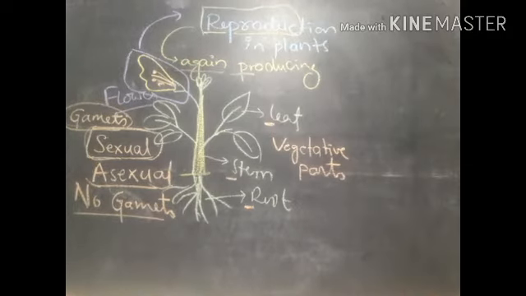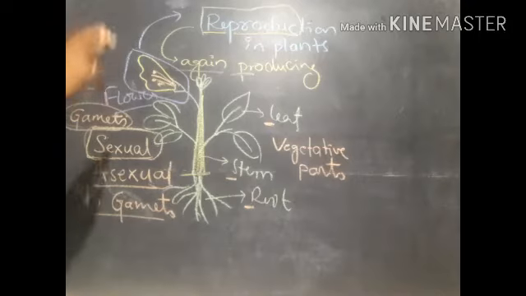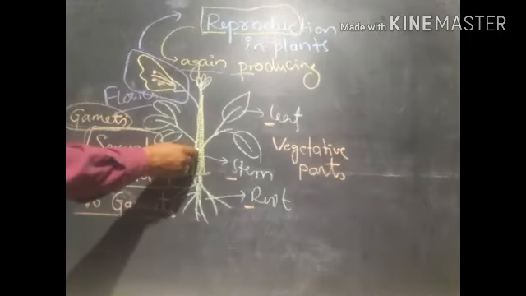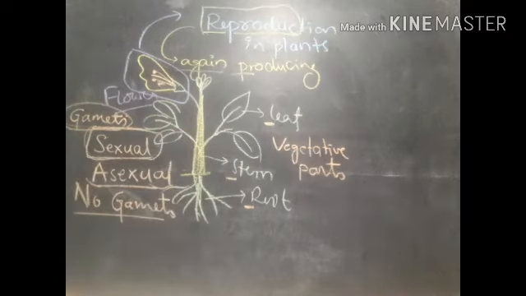In sexual reproduction, there is involvement of gametes. And in asexual reproduction, there is no involvement of gametes. Whatever it may be, whether it is sexual or asexual, reproduction is common, meaning producing new life is the common thing, right? So here, when you see the plant, I'm going to show you practically.